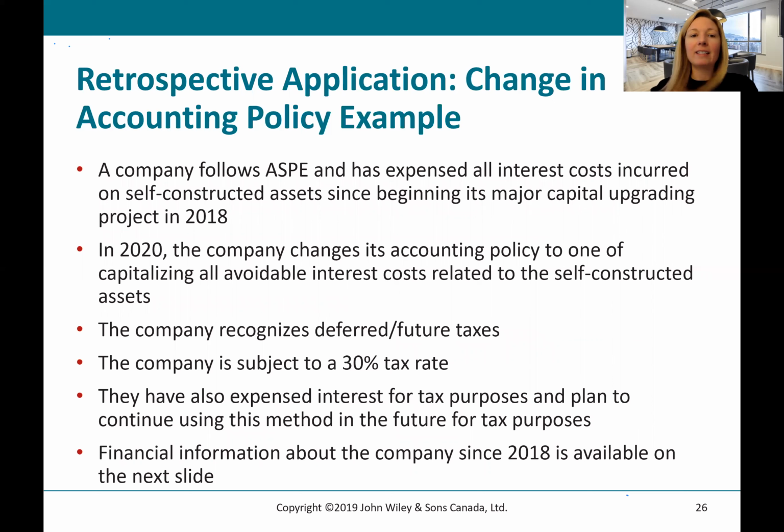So let's take a look at an example. A company follows ASPE and has expensed all interest costs incurred on self-constructed assets since beginning its major capital upgrading project in 2018. In 2020, the company changes its accounting policy to one of capitalizing all avoidable interest costs related to the self-constructed assets. The company recognizes deferred and future taxes. The company is subject to a 30% tax rate. And they've also expensed interest for tax purposes and plan to continue using this method in the future for tax.